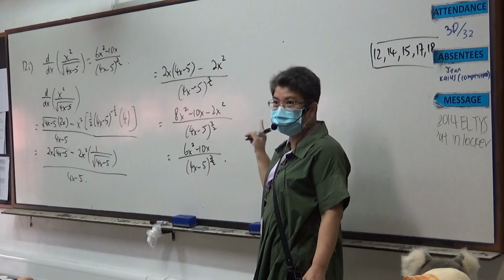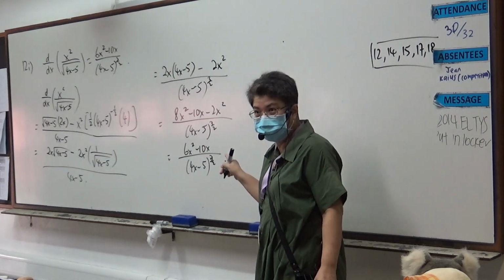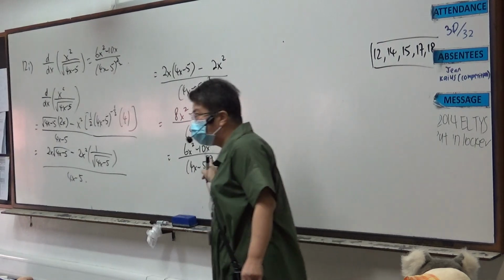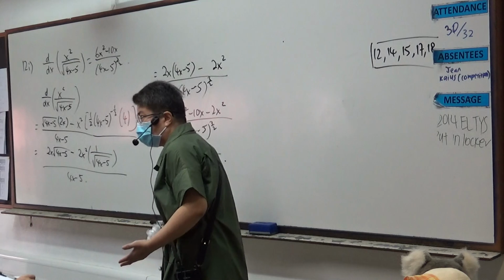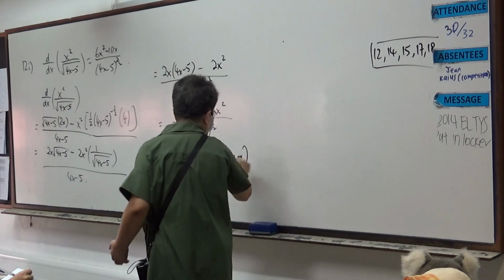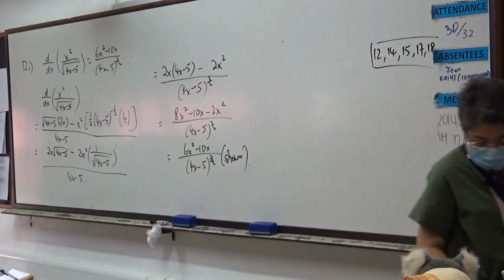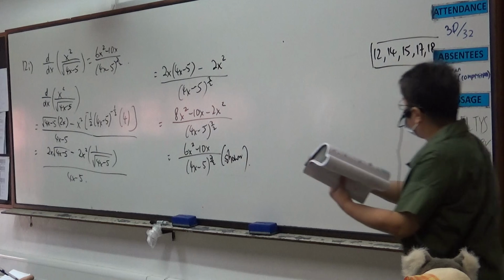If you still can't do this, that means something is wrong with your differentiation. Do you understand what I'm saying? Because this is a very simple one already. Square the bottom and then blah, blah, blah, that kind of thing. Okay? So I have already shown. Alright? Now, next. Hence or otherwise, find this part 2.